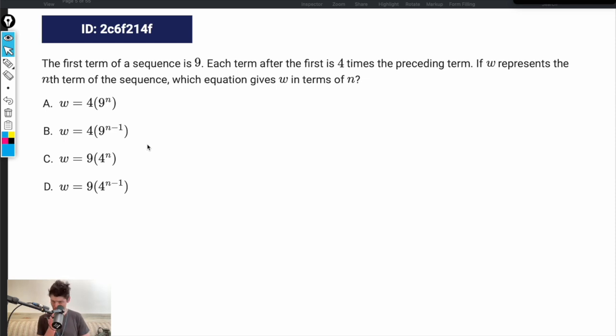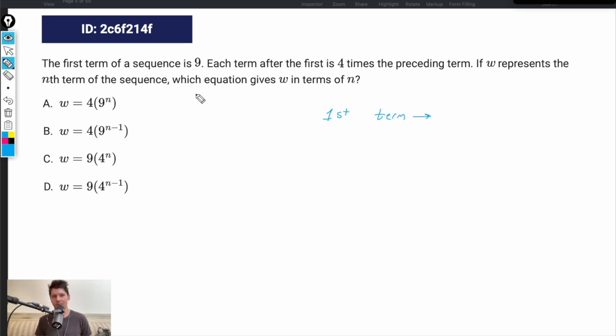In the meantime, W represents the nth term of the sequence. Which equation gives W in terms of n? Okay. The best thing you can do here is try to ground your thinking in real numbers. W represents the nth term of the sequence. Really weird. Let's start with just the first term. So W represents the first term.